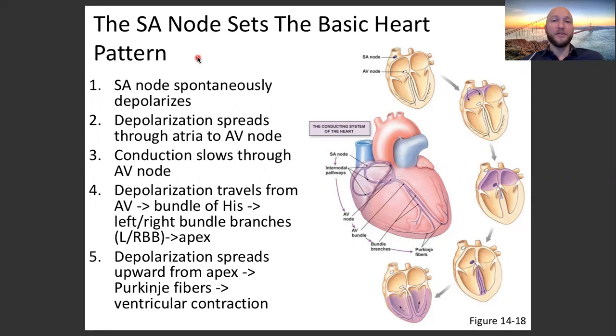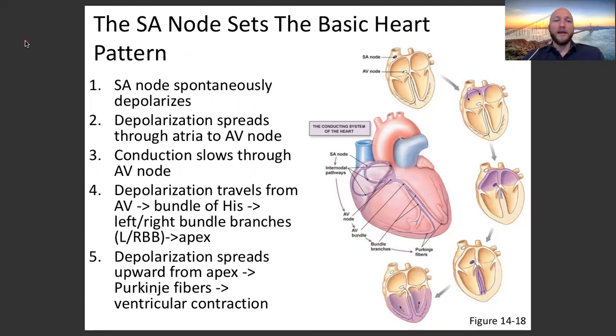So the SA node sets the basic heart pattern. We talked about that in part 1. If you need to review, please go back and review. The SA node spontaneously depolarizes. It doesn't need outside stimulus in order to start the muscle action potential, to start the muscle contraction. Outside influences do affect it, but it does not require outside influences.